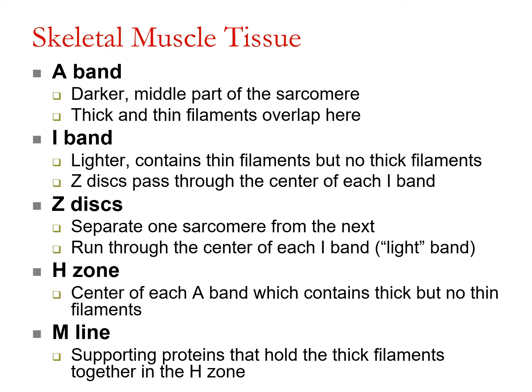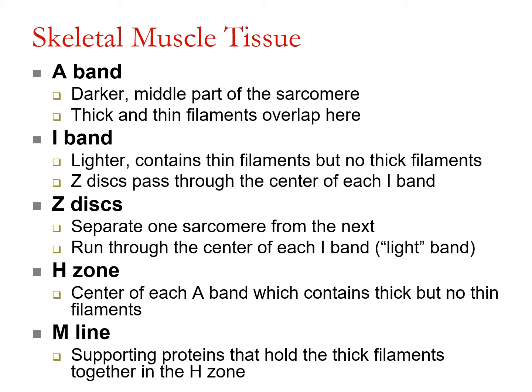All right, so did you get all that? So that's the microscopic histological anatomy of skeletal muscle tissue. Again, the A bands are the darker middle parts of each sarcomere. They contain areas of thick and thin filaments that overlap at the ends. They also contain the H zone, which is the center of the A band, where there's only thick filaments but no thin filaments. And at the center of the A band, in the middle of the H zone, is the M line that supports the thick filament proteins and holds them in place.